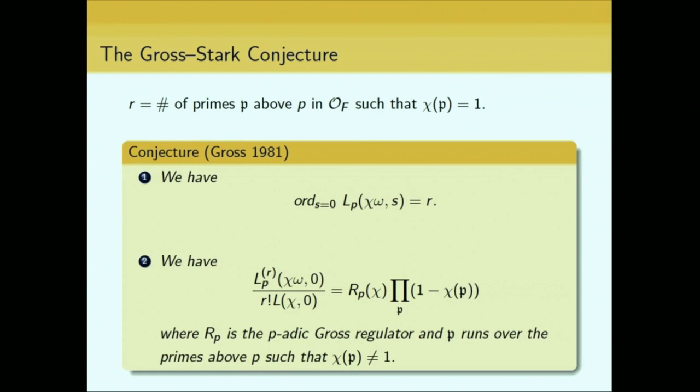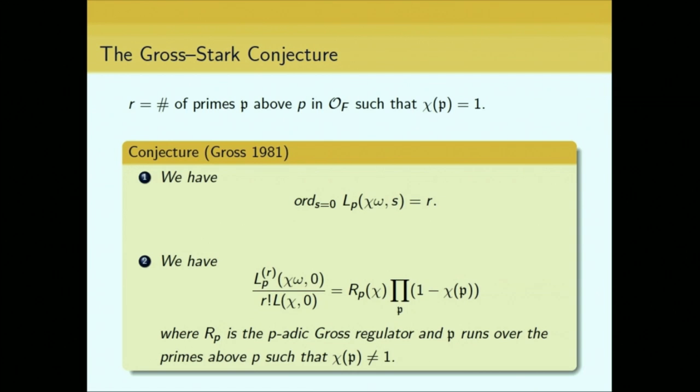Then the conjecture is that once you normalize it in this way by this explicit algebraic number, what you get is a p-adic regulator, times the other Euler factors that you remove that aren't vanishing. As I mentioned, this R, the number of primes such that chi of p is 1, is the number of Euler factors that vanish at s equals 0. These are the Euler factors that don't vanish. So once you divide this out, what you're left with is just a p-adic regulator.